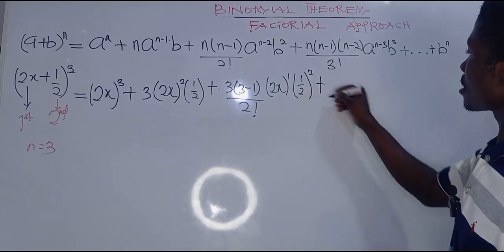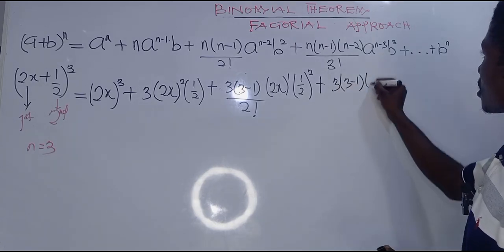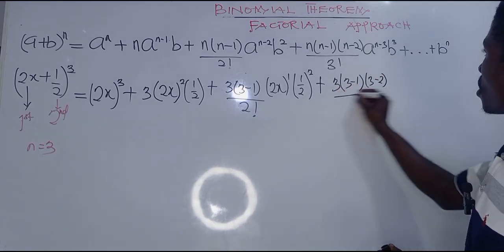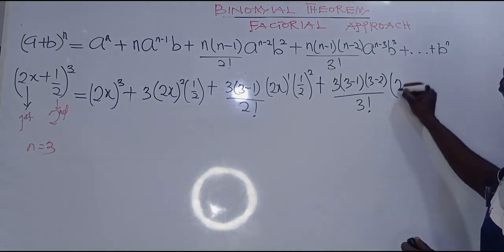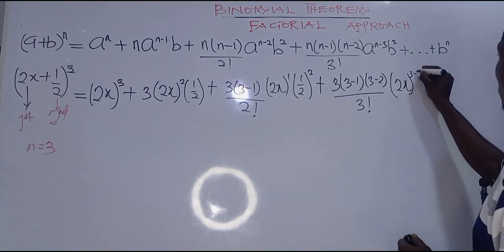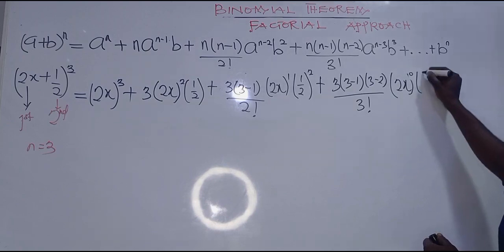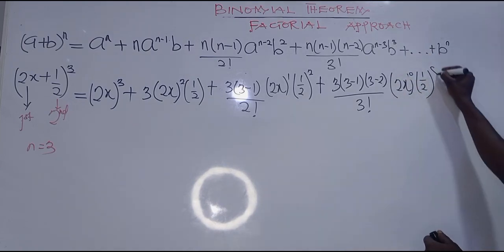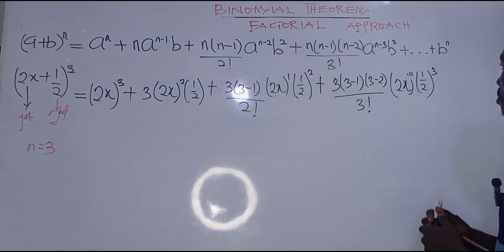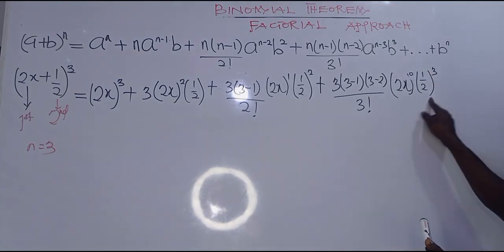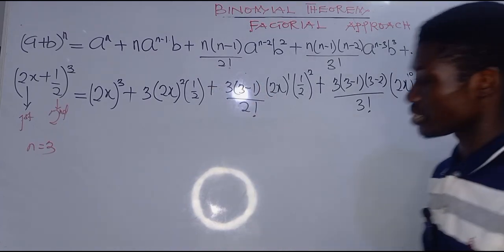Then we have plus our n is 3. 3 minus 1. 3 minus 2 all over 3 factorial. And then we have our 2x raised to the power 3 minus 3. That gives us what? 0. And then we have 1 over 2 raised to the power what? 3, sorry. So the moment the second term takes the whole power of the binomial expression, we end there.